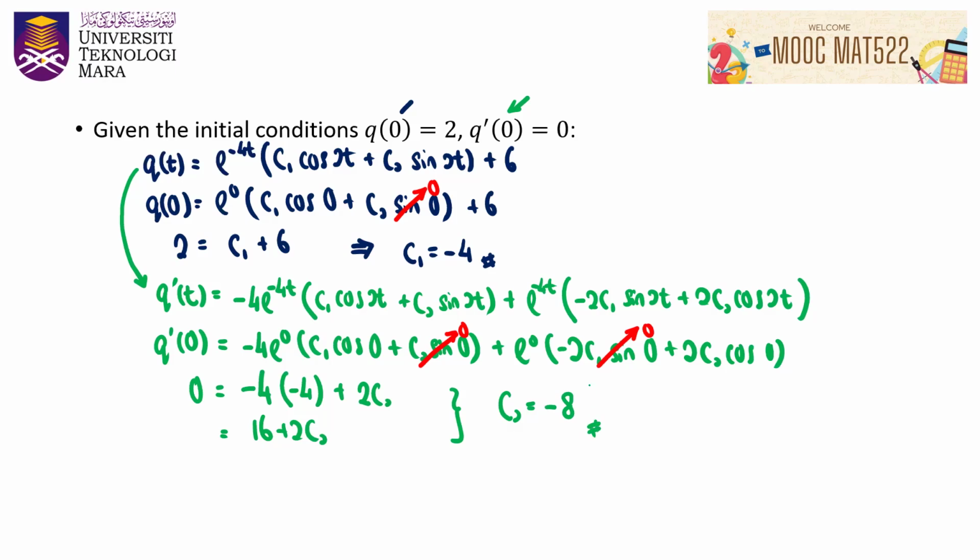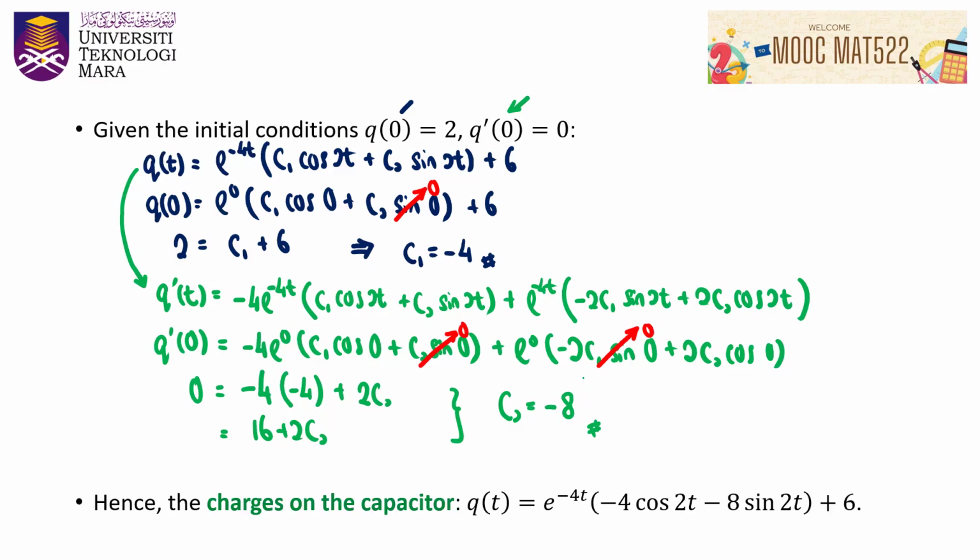So having found these two constants, C1 and C2, we replace them into the equation of the charges. This gives us the particular unique solution. The charge on the capacitor is given by e^(-4t) in the big bracket negative 4 cos 2t minus 8 sin 2t, plus 6. And hence, we have solved the first problem given in the question.